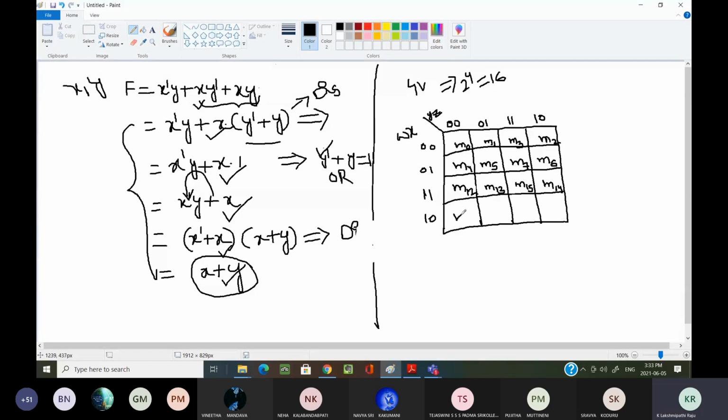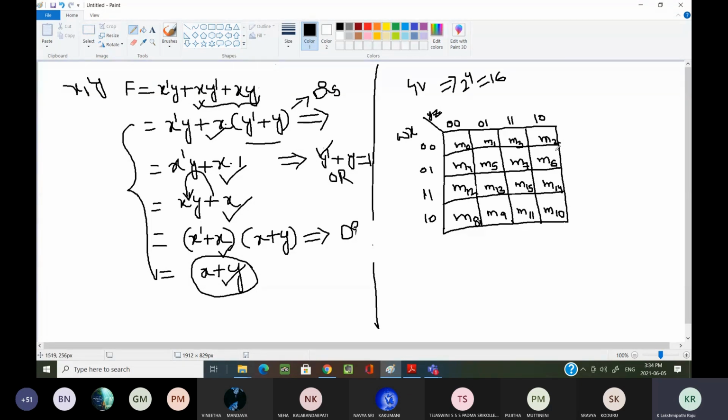Now what is here? M8. What is here? M9. What is here? M11. What is here? M10. Very good. I hope you are understanding what I am saying. I hope you are getting my point.